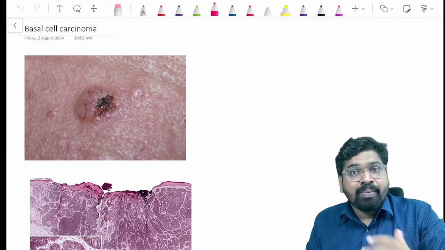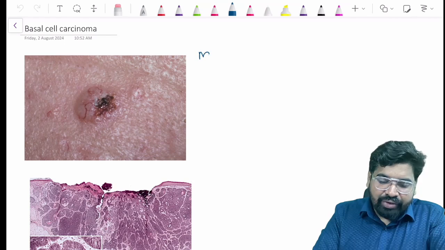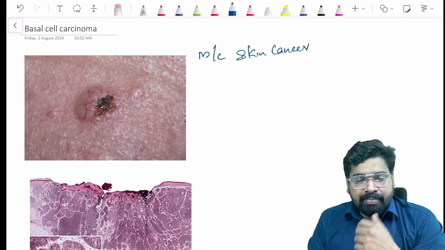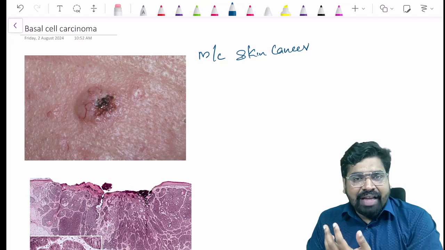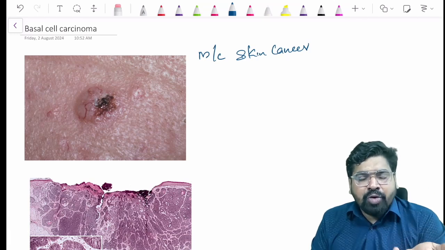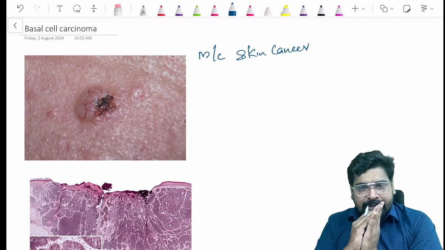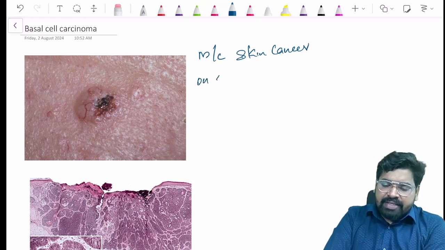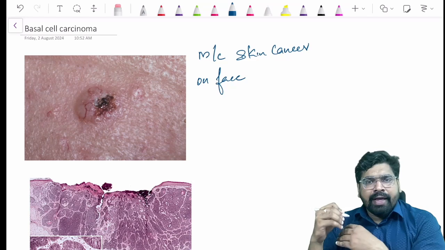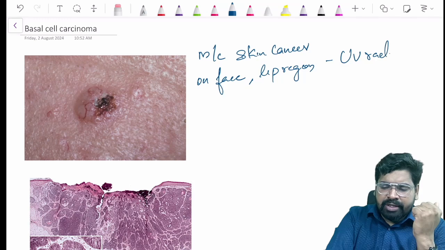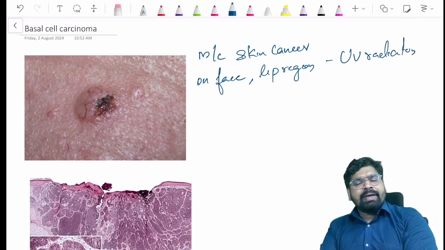Basal cell carcinoma is the most common skin cancer. It mainly comes on the skin of the face region where there is more UV light exposure, right? So it's not squamous cell carcinoma which is the most common. You may be seeing squamous cell carcinoma a lot, but basal cell carcinoma is the most common skin cancer. On the face, or in the lip region, or on the forehead, where there is UV radiation exposure, there is a high chance that you can see a basal cell carcinoma.